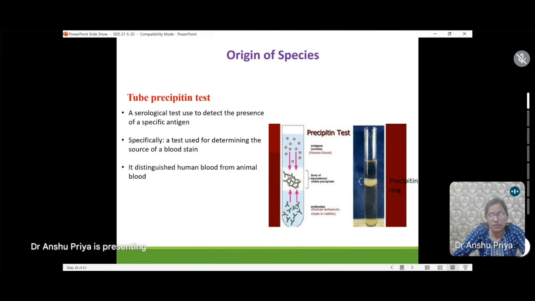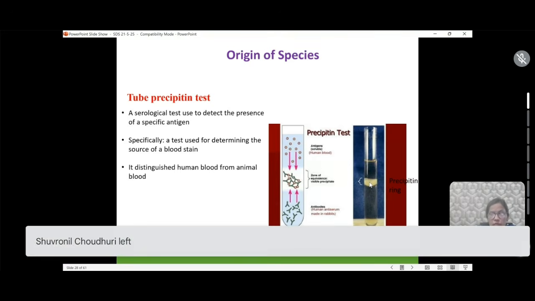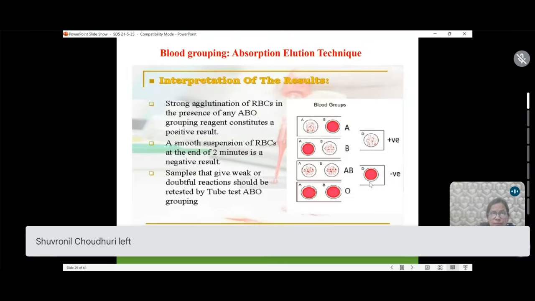Okay, so now blood is present, but blood may be of any species. It may be human, or it may be of another species like goat or cow. For species identification, we do the tube precipitin test, in which we add different antisera against different species. If a precipitin ring is formed against a species, it indicates that the blood is of that species. This is how the species origin is identified.